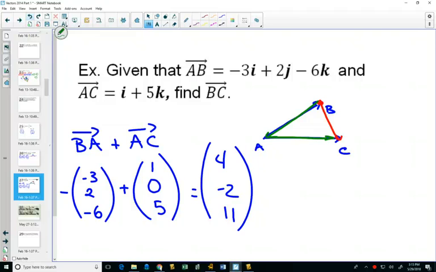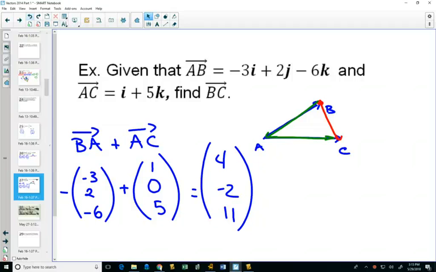B to A is just the negative of A to B. So I've taken my vector A to B, -3, 2, -6. I put a negative in front because that would change its direction. Plus A to C ends up being 4, -2, 11. Makes sense. Looks good?